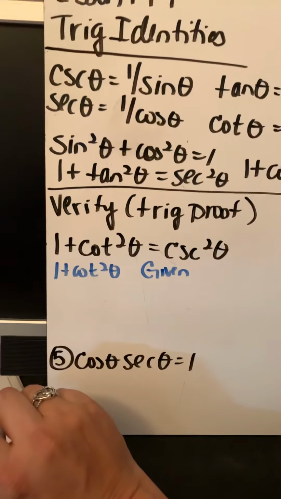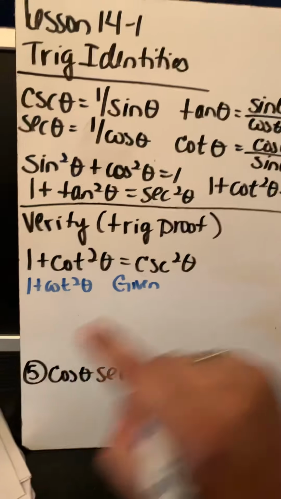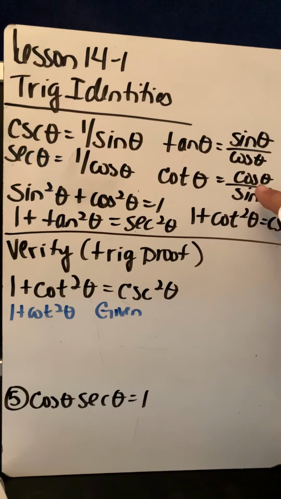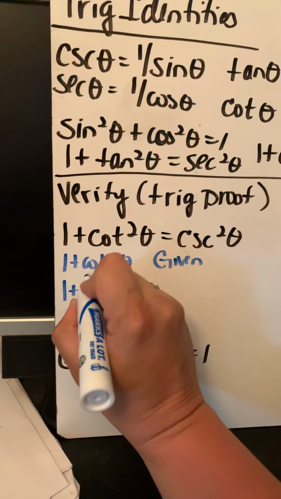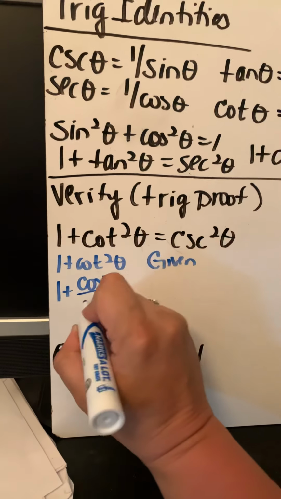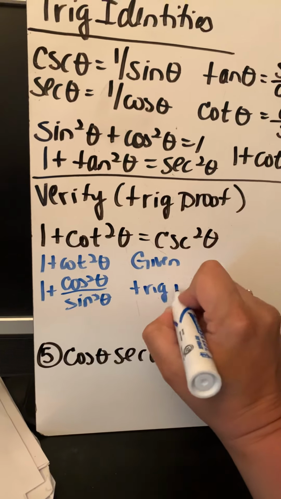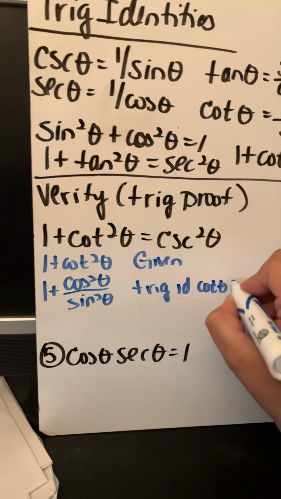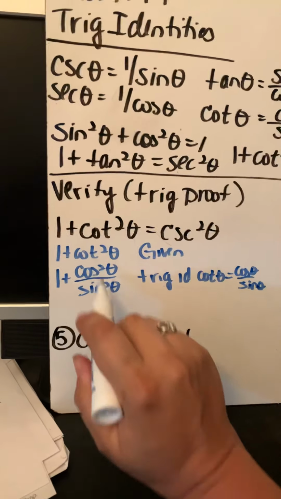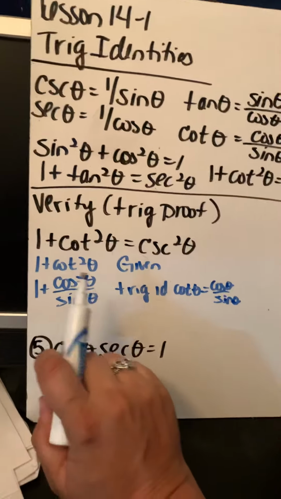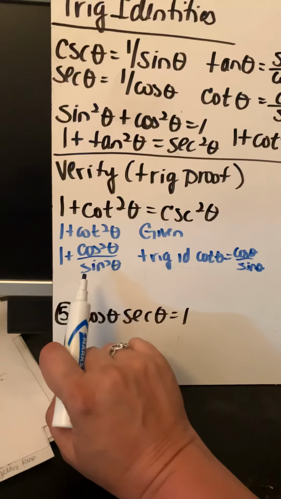I always try to convert these to sines and cosines if I can. That's what I want to try to convert these to. So my cotangent is cosine over sine. So I'm going to convert this to cosine over sine. This is going to be 1 plus cosine squared theta over sine squared theta. Over here I'm going to put trig ID, cotangent theta equals cosine over sine. Does it matter if it was squared or cubed? No, it doesn't. If it was cotangent cubed, I would use cosine cubed over sine cubed. Okay, keep the powers with them.